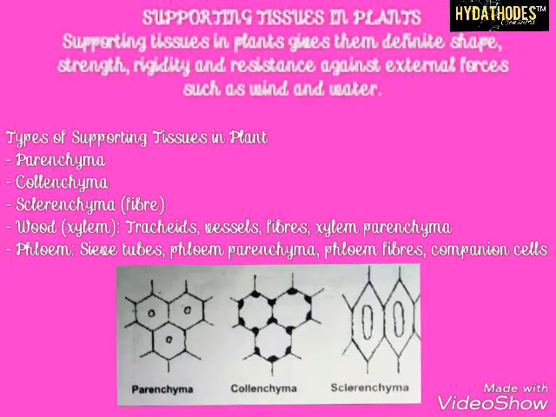Supporting tissues in plant. Supporting tissues in plant give them definite shape, strength, rigidity, and resistance against external forces such as wind and water. Types of supporting tissues in plant. The main supporting tissues in plant are parenchyma, collenchyma, sclerenchyma, wood, and phloem. It is also to note that the aforementioned types of supporting tissues in plants give support in petals, stems, leaf blades, roots, leaves, and other parts of the plant.